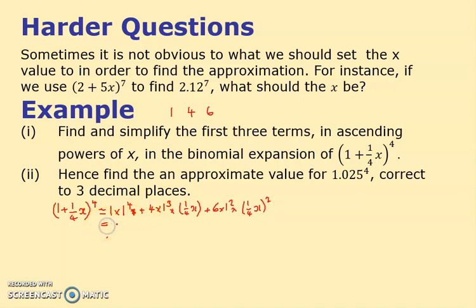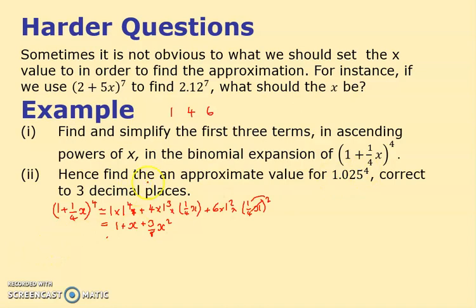So what's this equal? It equals 1 plus 4 over 4 is 1, so that's x, plus, be a bit careful, it's a quarter squared, so both numbers have to be squared. That's like a 16th, 6/16, so it's 3/8. 3/8 of x squared. So that's that done. I've done the expansion, and it now says find the approximate value of 1.025 to the 4.